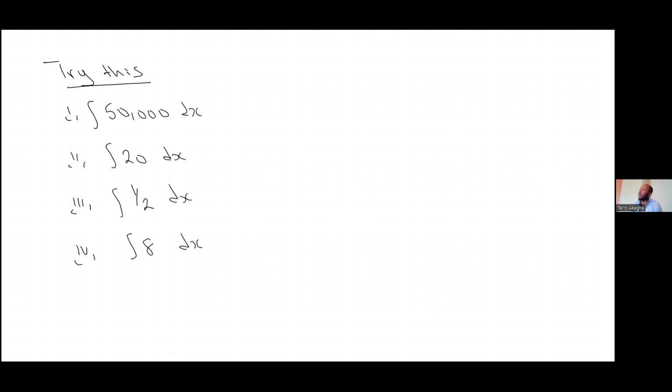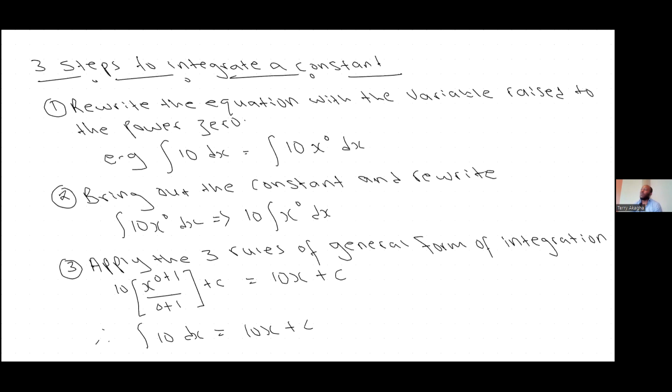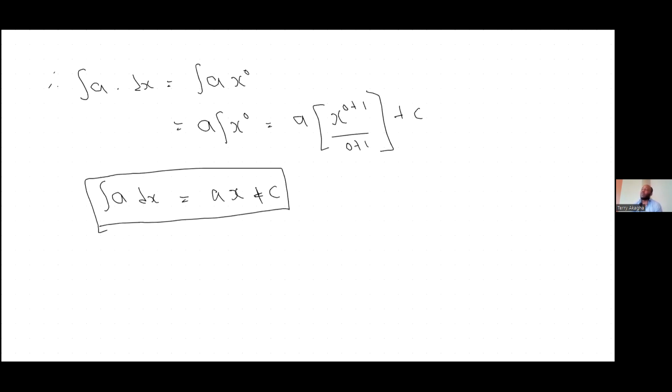So basically, for the constant rule, what I'm trying to say here is that when you apply the constant rule, it's going to be the constant times the variable plus C. All right. So that is that for that.